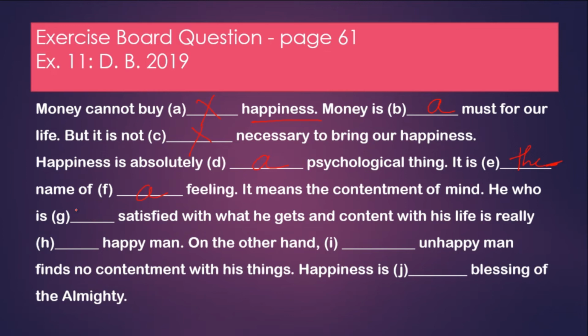He who is satisfied with what he gets and content with his life is really a happy man. On the other hand, an unhappy man finds no contentment with his things. Happiness is a blessing of the Almighty. So dear students, we have done number 11, that is Dhaka Board 2019 as well. So you will practice like this. There are so many exercises given, and I'm just showing how you will solve it. You can do more exercises.